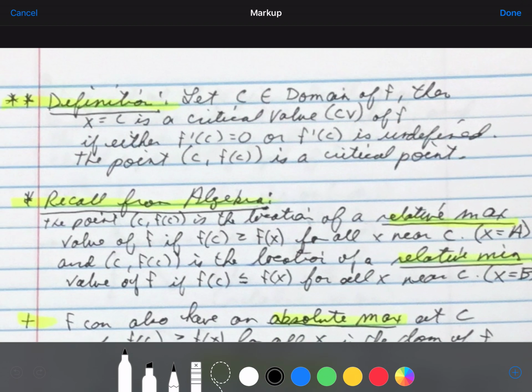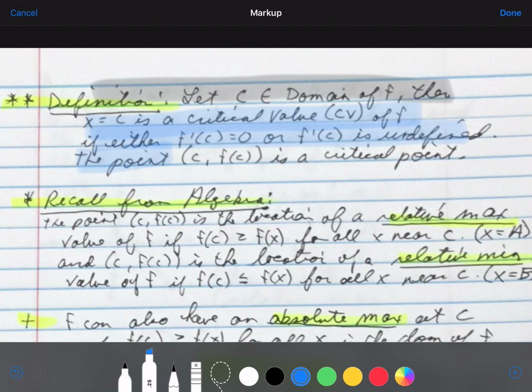All right, so definition. We're going to let a number c be an element of the domain of our function f. X equals c is a critical value of f, or we'll call it a CV, if either f prime of c equals 0 or f prime of c is undefined. So we're looking for those points that could possibly be locations for those turning points, for those maximum and minimum values of our function.